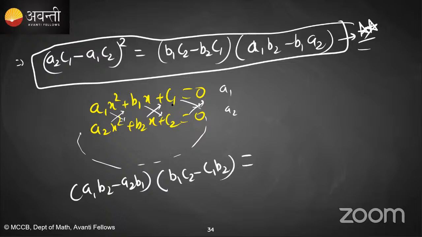right? And what is the left out term, what is the term on the corner? That is c1 c2. So you cross multiply and then do the square. c1 a2 minus c2 a1 whole square.